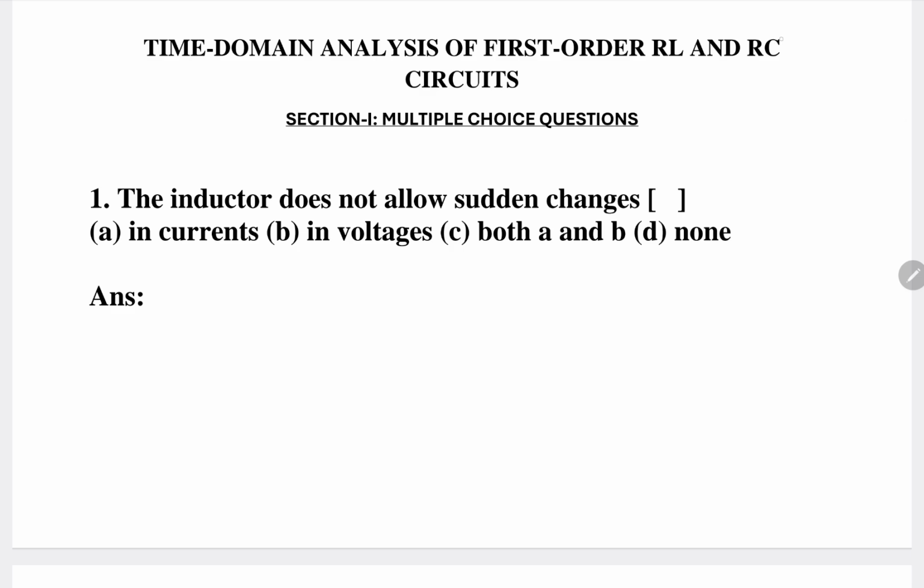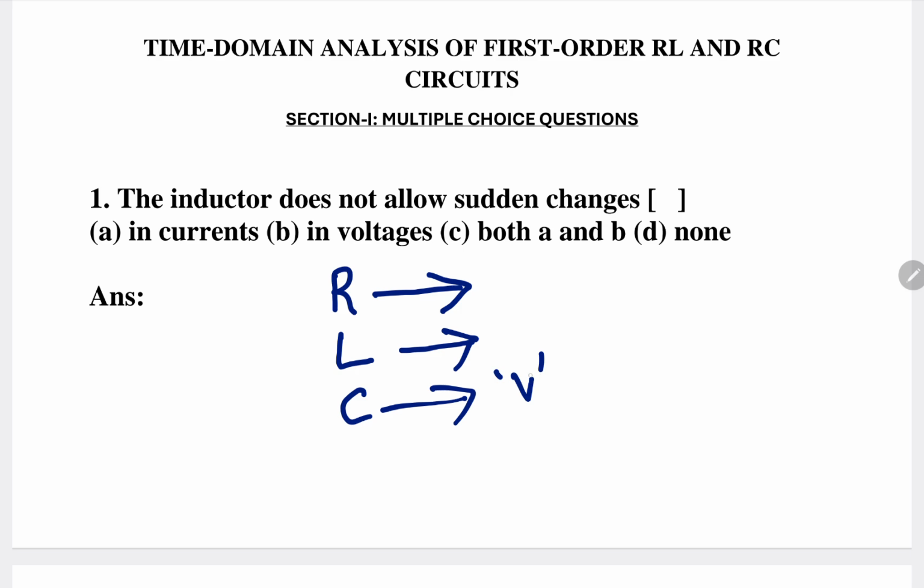Before starting with the first question, we will discuss the properties of the three circuit components. They are resistor, inductor and capacitor. The resistor opposes the flow of current, but it allows sudden changes in current and sudden changes in voltage. But the inductor has a unique property: it does not allow sudden changes in current. So remember, inductor will not allow instantaneous changes in current. Coming to the capacitor, the capacitor does not allow sudden changes in voltage. So capacitor is not going to allow instantaneous changes in voltage.